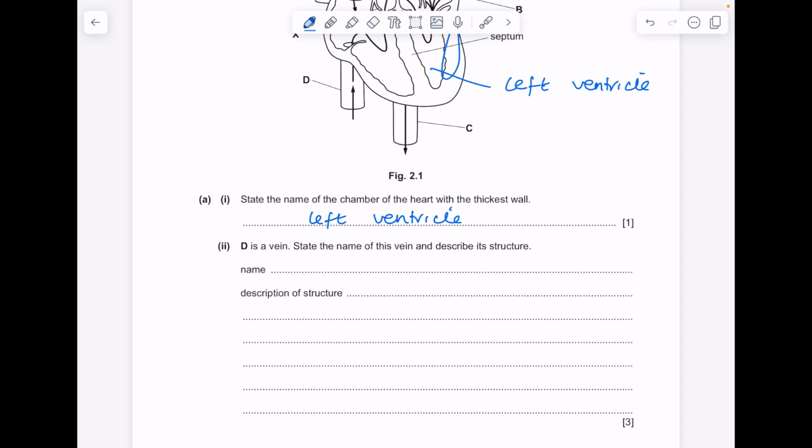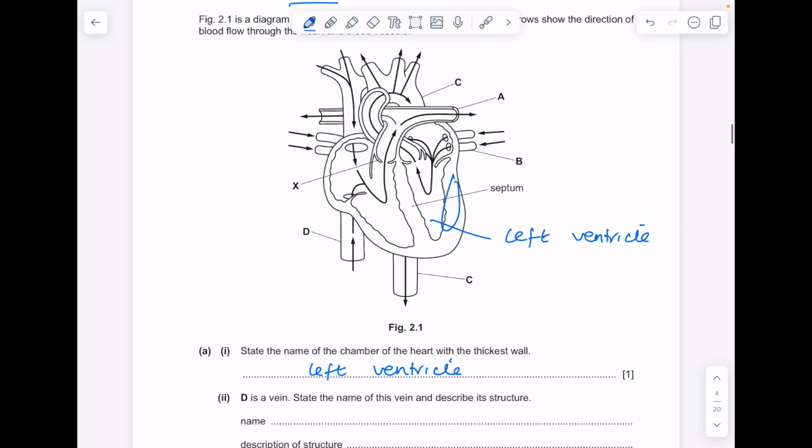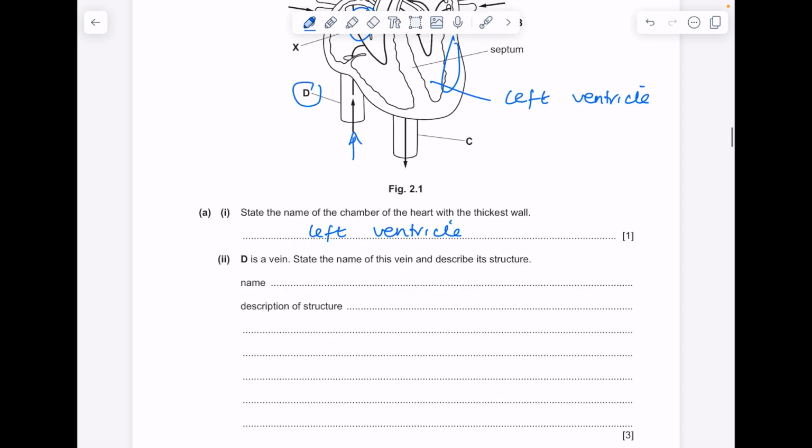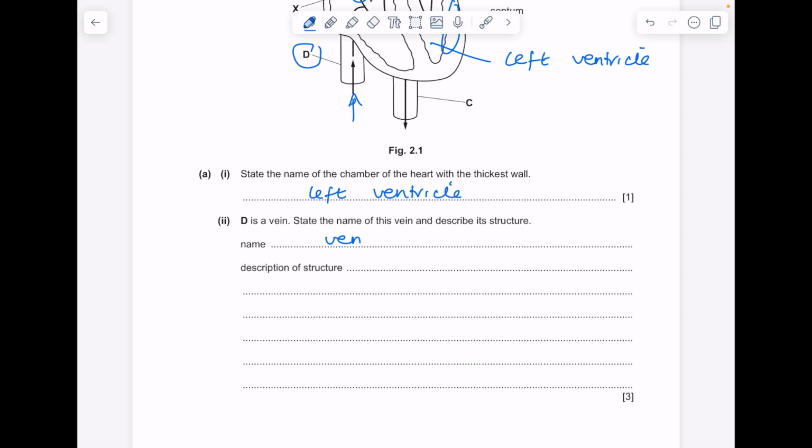D is a vein. State the name of this vein and describe its structure. So we're looking at this vein here. So blood is coming from the body, it is deoxygenated, and it's going to enter the heart via the right atrium up here. Its name is the main vein. It's the vena cava.